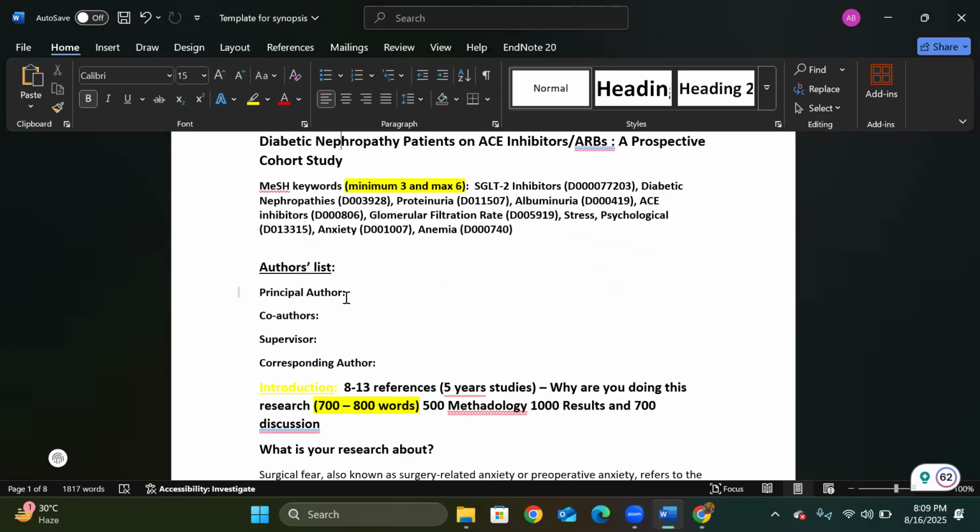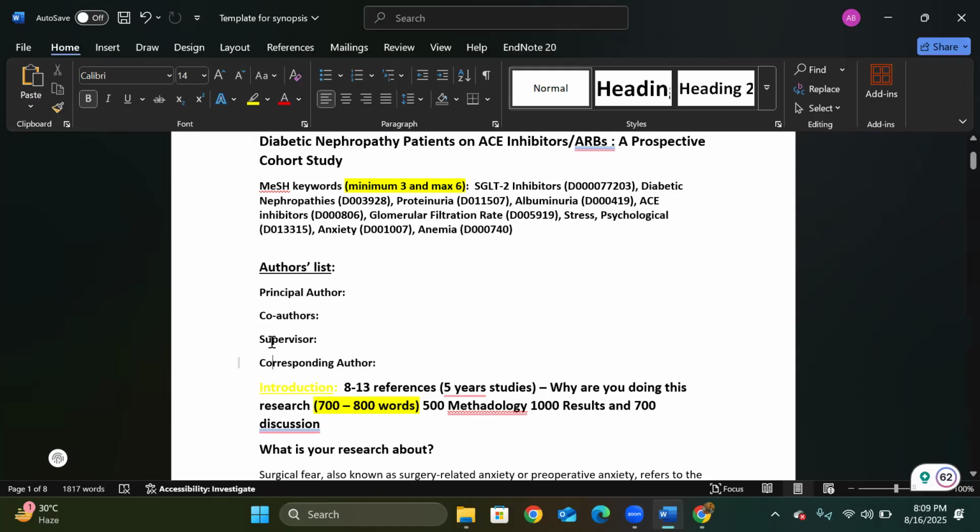So if there is any problem later on, or if there is a request for data, or if someone says, no, you have copied this stuff, or any other thing, the principal author is the one who actually owns the study. Okay, he is the one who is like the father or the parent of the article. So the principal author is mostly the first author, and the co-authors are second, third, fourth, fifth, or anything like that.